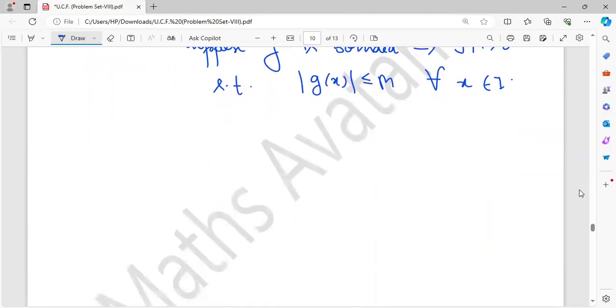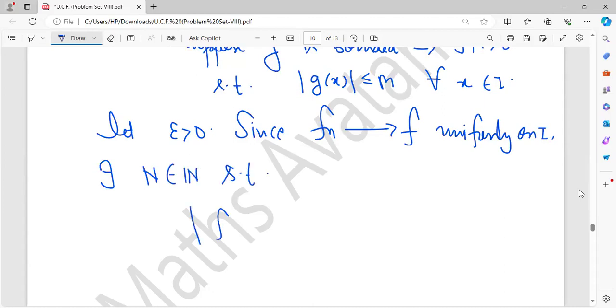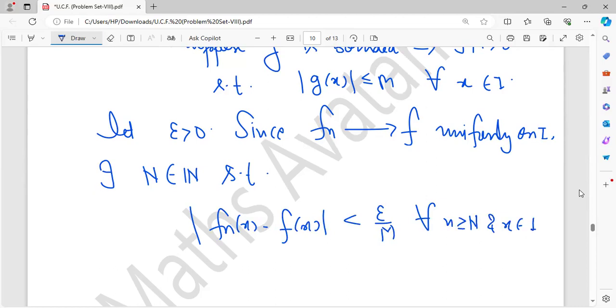So let epsilon be given. Let epsilon greater than 0. Since Fn is converging to F uniformly on I, there exists N belonging to the natural numbers such that |Fn(x) minus F(x)| is less than epsilon upon M for all n greater than capital N and x belonging to I.